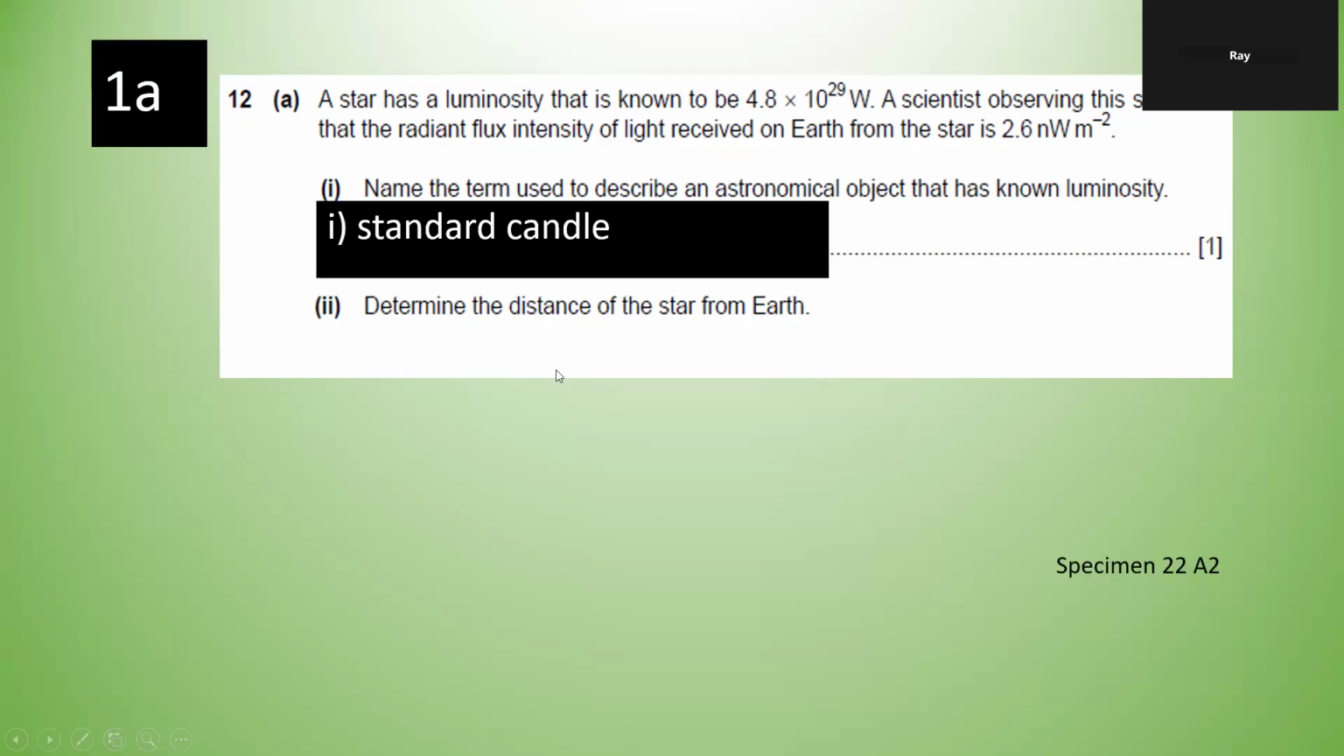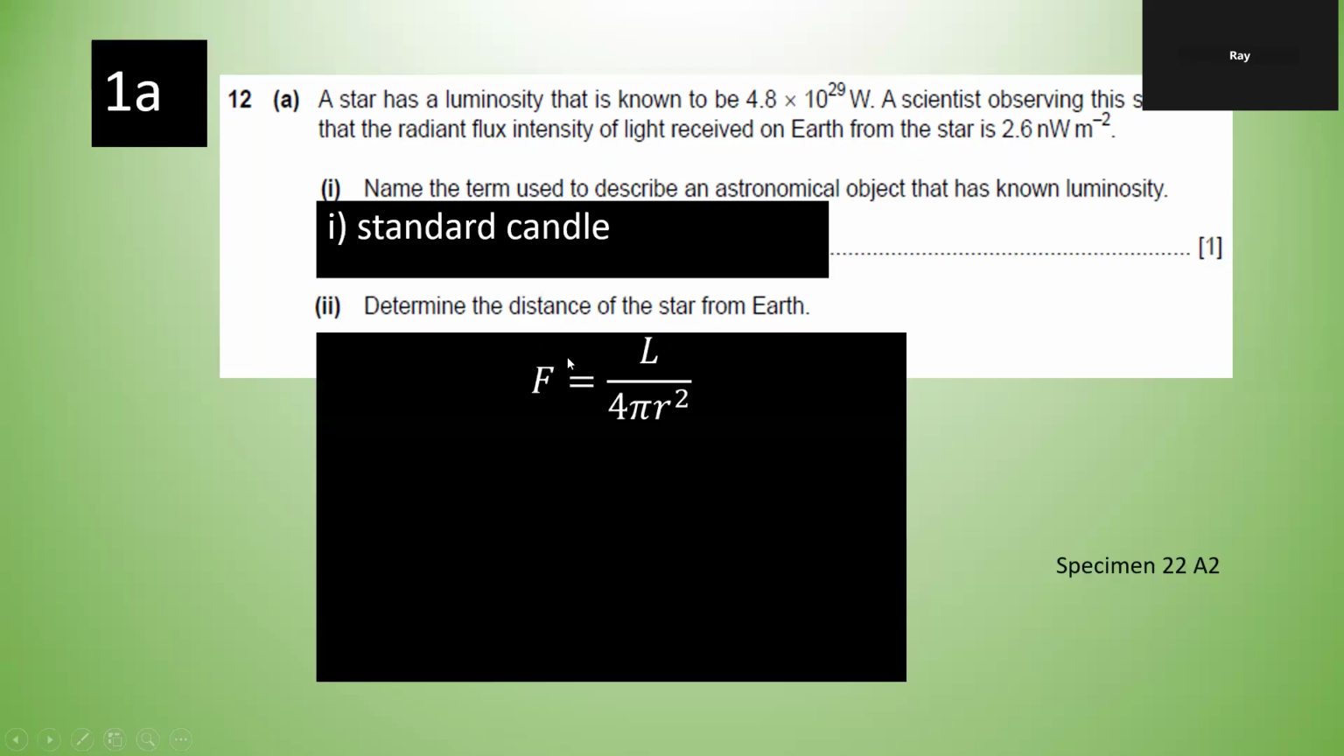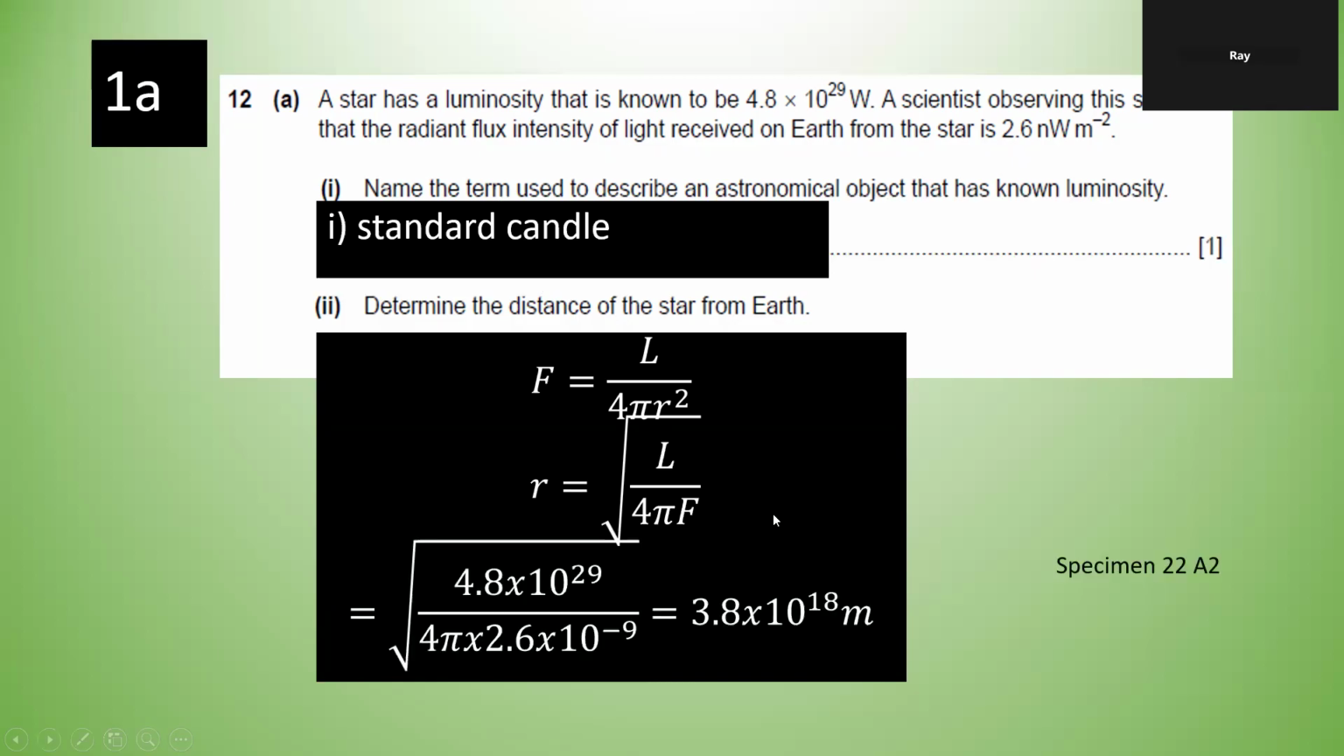Determine the distance. This one you have to memorize the formula. That formula relates luminosity, radiant flux intensity, and the distance. You want to find the distance, so make the distance the subject. Cross multiply. Take R across, R squared across there, then square root that, and put in your value. Calculate it out. Any comment? Anything not clear? Speak a bit louder, cannot hear you. Okay.